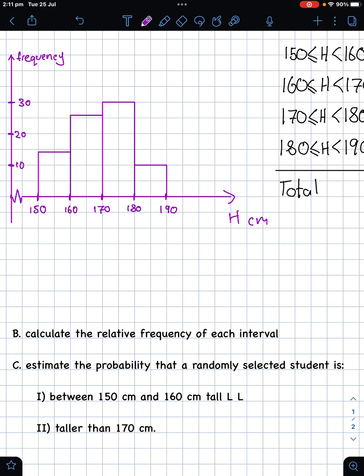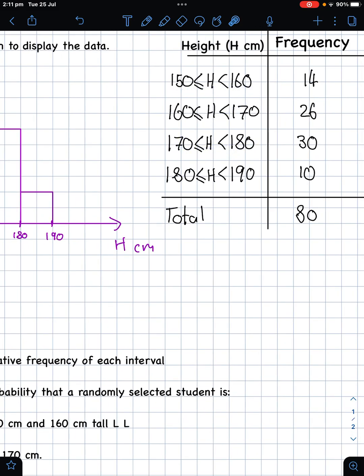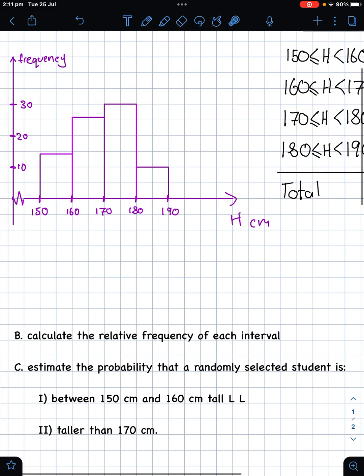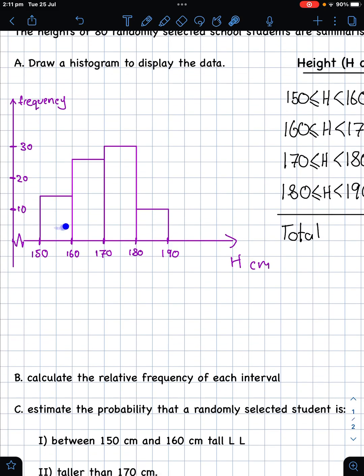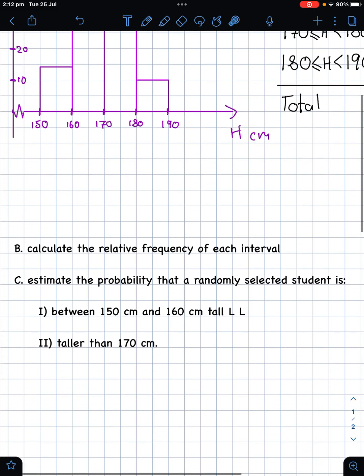The biggest difference between this and discrete random variables is you sit in a bucket here. The moment you're bigger than 160, you're in the next bucket. So the idea being that there's no value that can't be in this. Okay, the next bit is calculate the relative frequency of each interval.